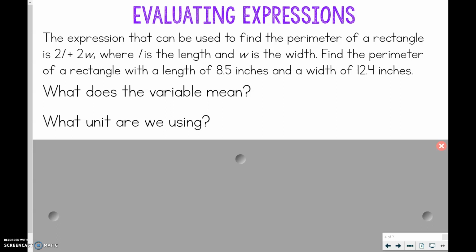Alright, so we're going to do one extra step with evaluating expressions. It's kind of like the expression's already there, but we're going to have to pull it out of a real world problem, okay? So have your digital notebook up. If you don't have that open, please pause this video, get that pulled up. It's posted right above this assignment with this video.